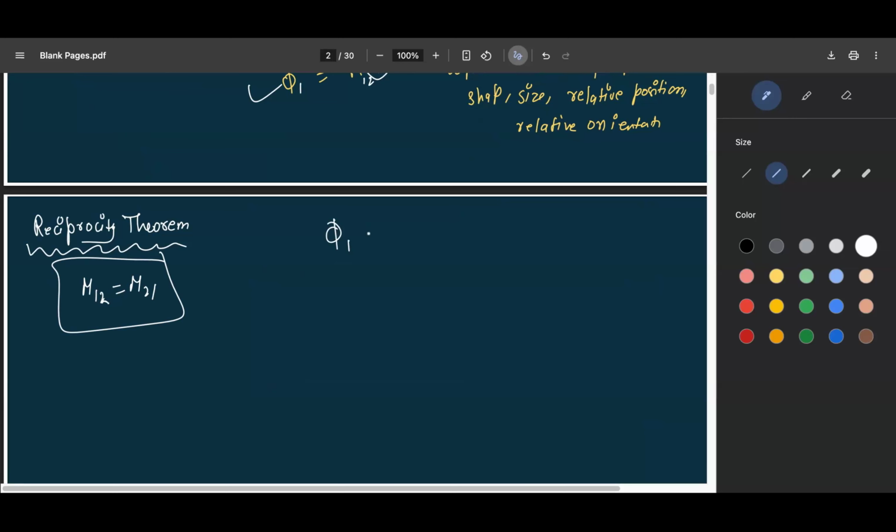Because flux 1 is equal to M12 I2, and flux 2 is equal to M21 I1. This is something like this you are having at the end of the day. So this is directly proportional to this, and this is directly proportional to this. Because both are proportional, the constant which comes into the picture should always be a constant. That's why we are keeping it this way. That depends upon the geometry.